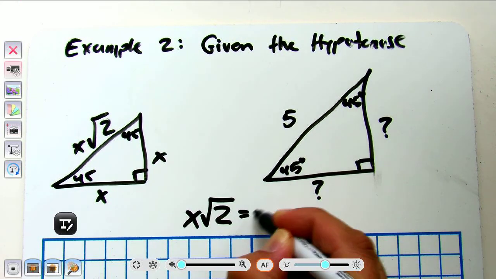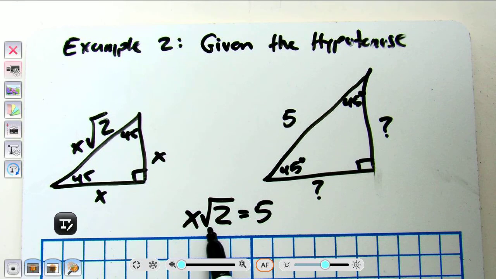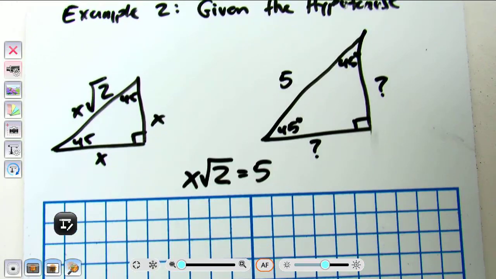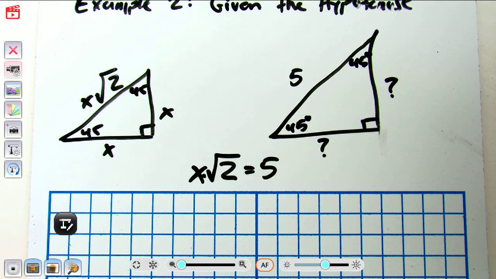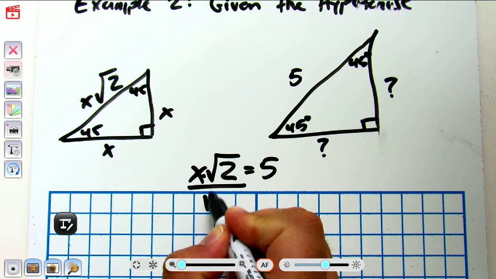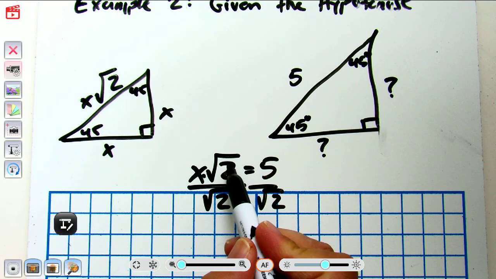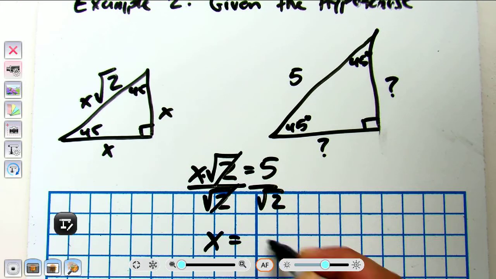And we could actually solve for x by moving the square root 2 to the other side of the equation. Square root 2 is connected to x by multiplication, so to move it we have to use division. I have to divide both sides by square root 2. Square root 2 divided by square root 2 becomes 1, and I'm left with x equals 5 over the square root 2.